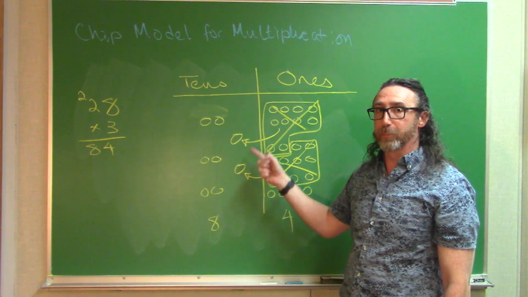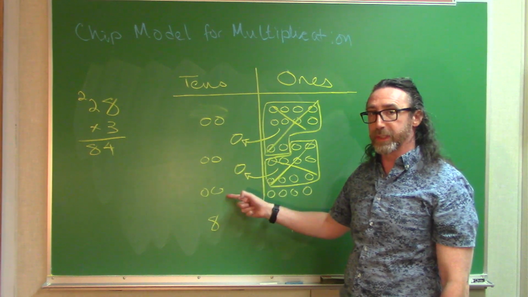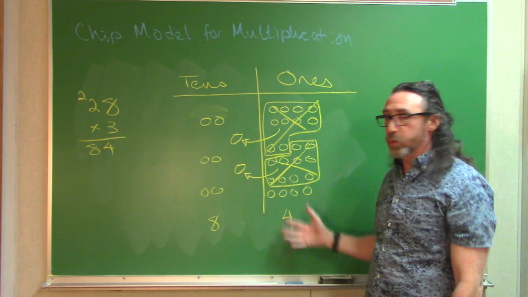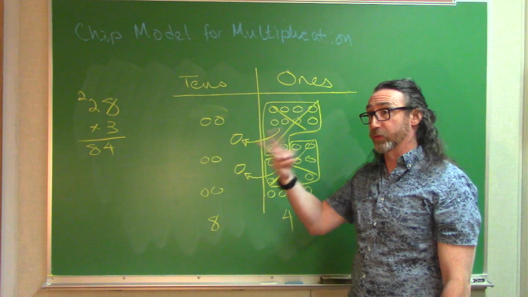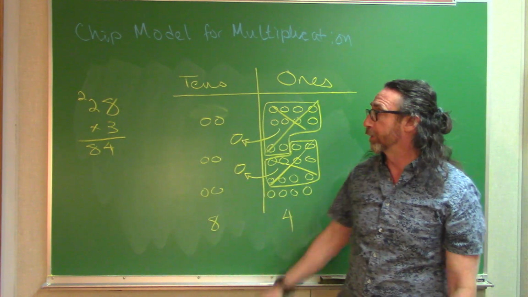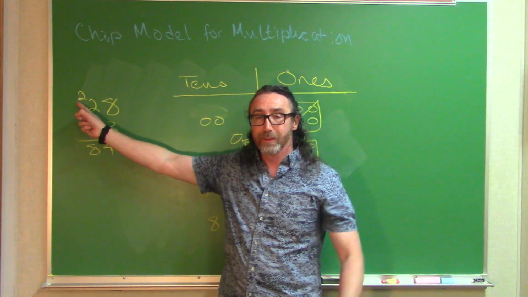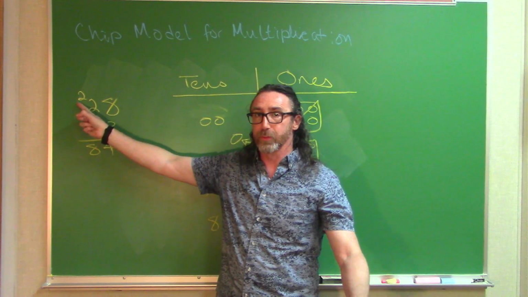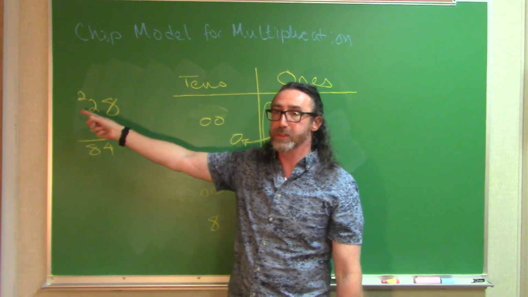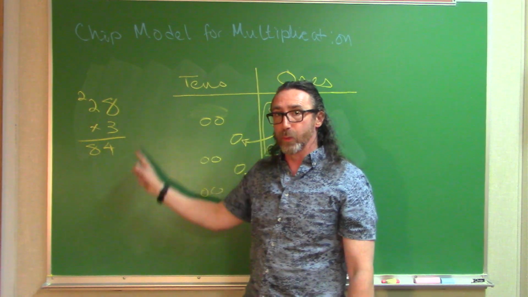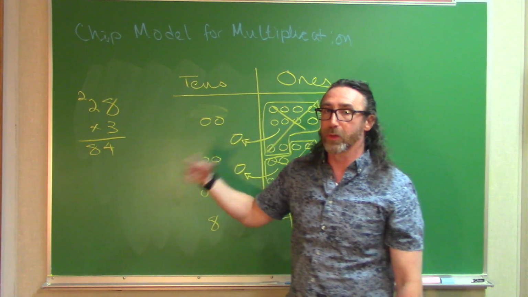We end up having to bring 2 chips over here because we had 24 chips over here, so it gives us 2 extra groups of 10 to bring over. That's what this 2 up here is indicating in the standard pencil and paper algorithm. We're bringing 2 things over to the tens column. That overflowed the ones column when we did our multiplication.